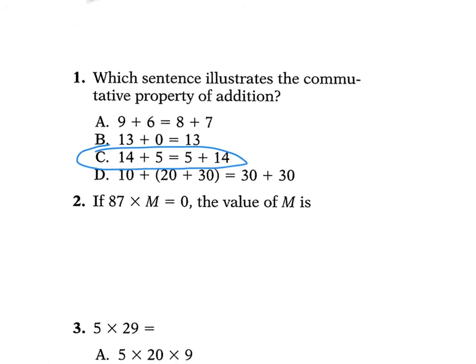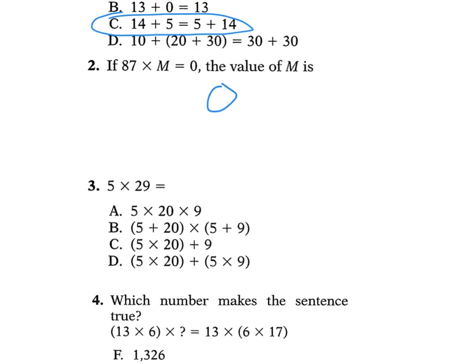Number 2, if 87 times n is equal to 0, the value of n is 0. Number 3, 5 times 29 is equal to, so this would be our distributive property. So it would be D, 5 times 20 plus 5 times 9.